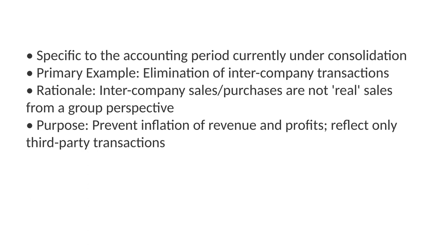If a parent company sells goods to its own subsidiary, that sale isn't a real sale from the perspective of the group as a whole. The goods are still within the family. Therefore, to avoid inflating the group's revenue and profits, the auditor must ensure that intercompany purchases and sales are eliminated. This ensures the consolidated financial statements only reflect transactions with third parties, giving a true and fair view of the group's performance.